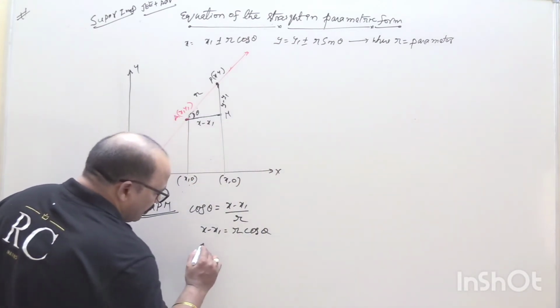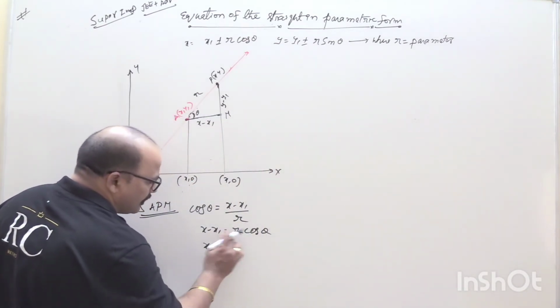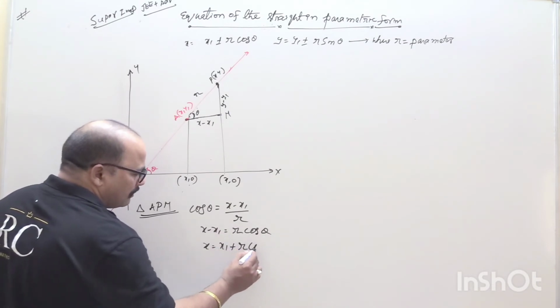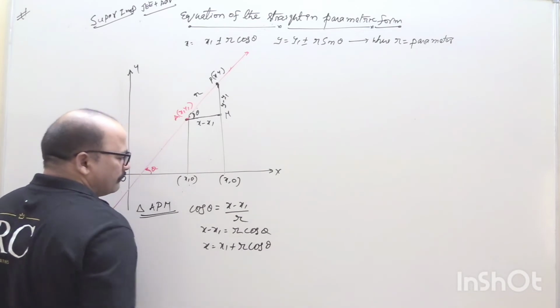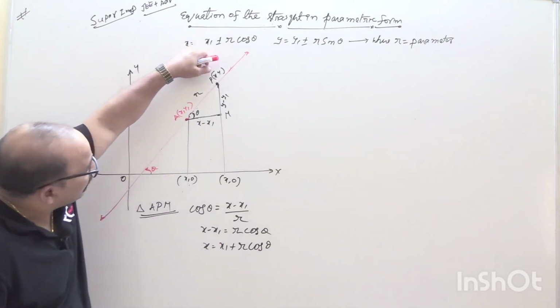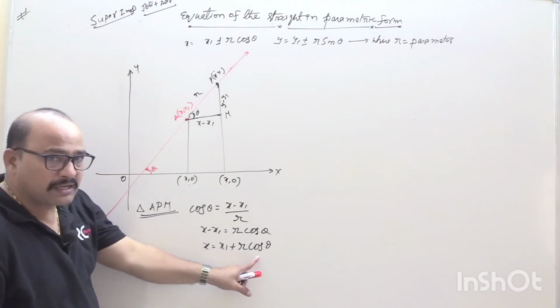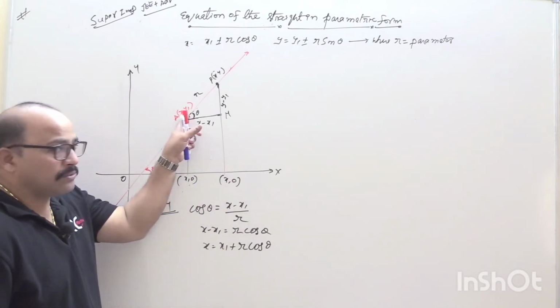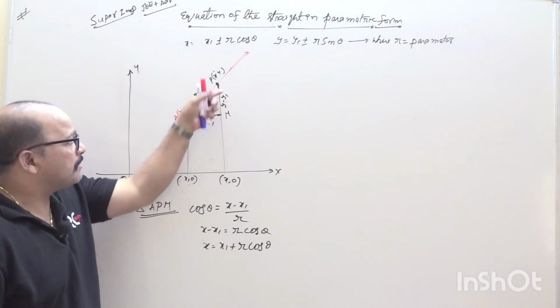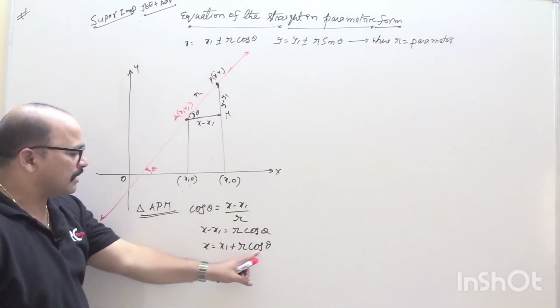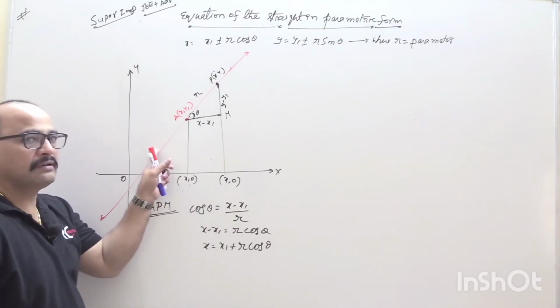Now students, x is equal to what? x1, I am sending that side, minus x1 transfer that side: x equals x1 plus r cos theta. For getting my neighboring house, the x coordinate is x1 plus r cos theta. x1 is the original position, you have to add r times cos theta, and we get the x coordinate. Subtracting r times cos theta from x1, we get this other point.